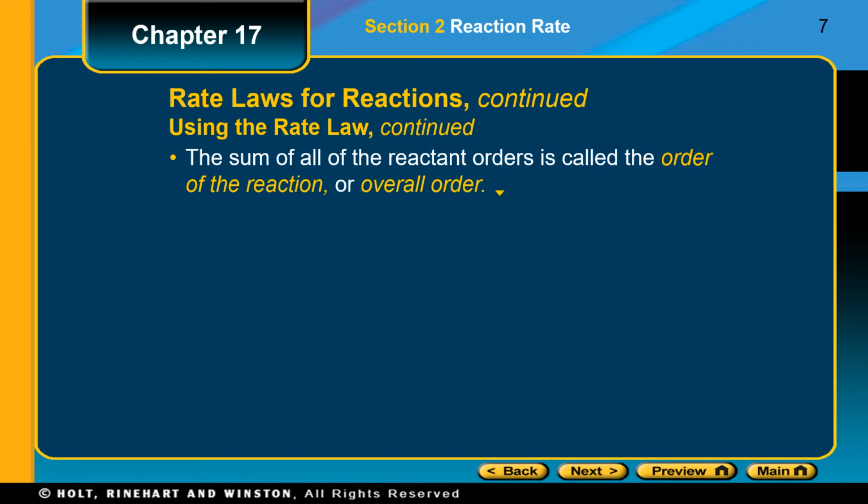Now, after you have written your rate law and you have all the powers up there, the orders of each of the reactants, if you add up all those powers, you come up with what's called the order of the reaction. So the other one was the order of the reactant. This is going to be the order of the reactant, or the overall order. You can ask it or say it two different ways.